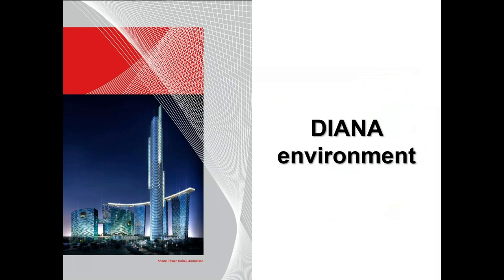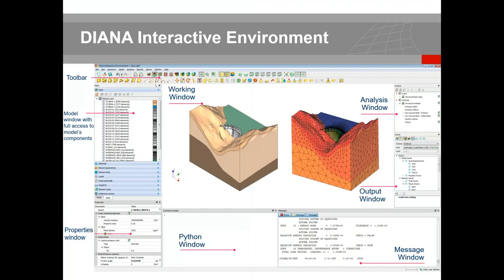Let me now say a few words about the Diana interactive environment. So, I would say the look and feel is very natural. It looks pretty much like a standard Windows program with a toolbar at the top with the main shortcuts to the main functionality. And you see multiple windows. I would say the main one is a central one, the working window. That's basically where the magic happens, as I used to say. So that's where you can show your model, display your mesh and your results. So everything happens in one window.